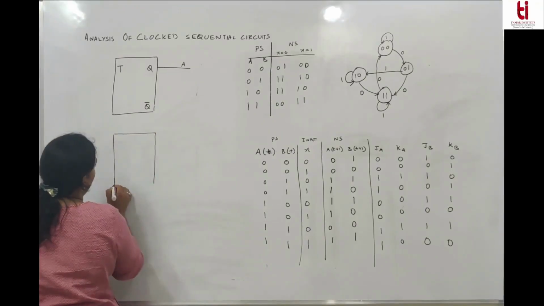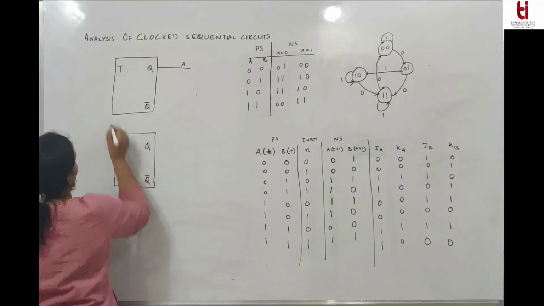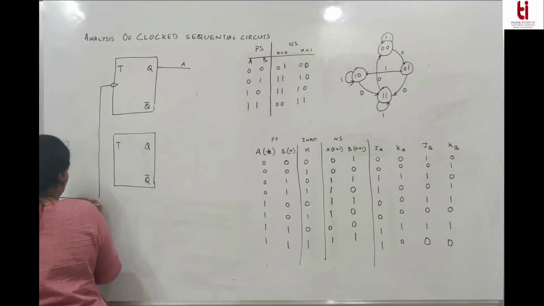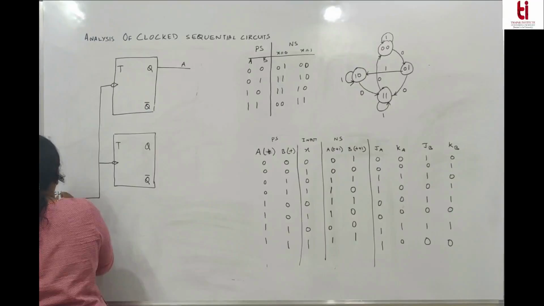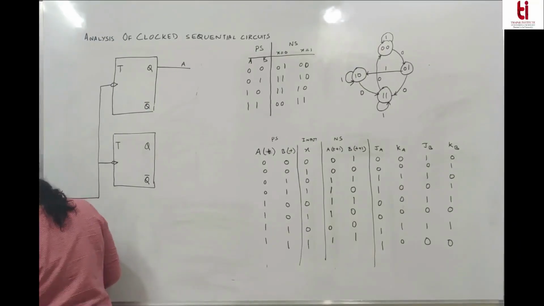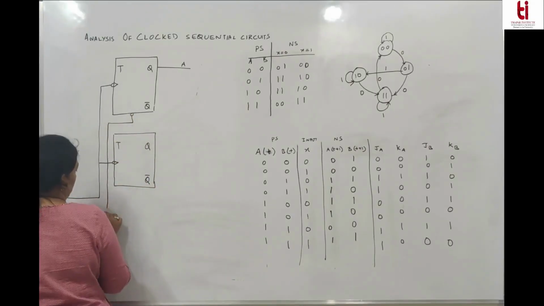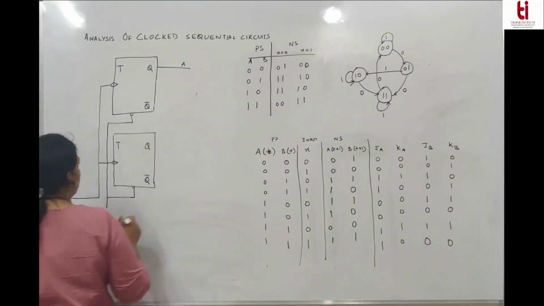So whenever you have a clock sequential circuit, both the flip-flops will be clocked with the same clock pulse. So in this you can see both are negative edge triggered. There is a reset pulse also. Both have an asynchronous reset.